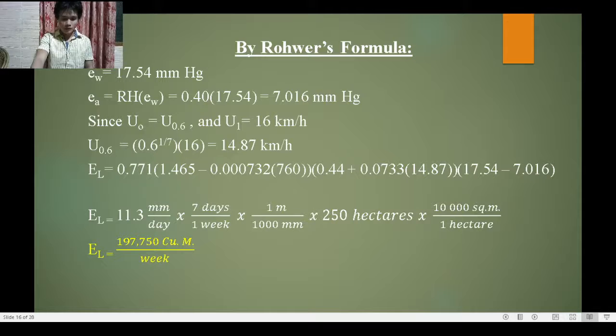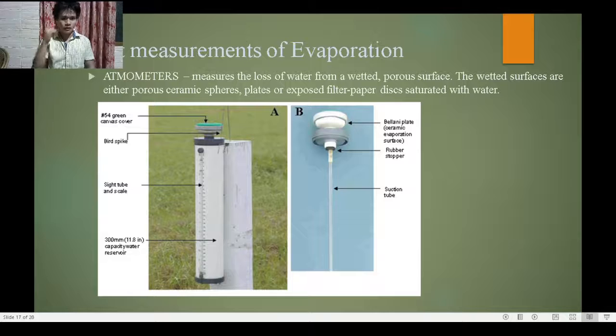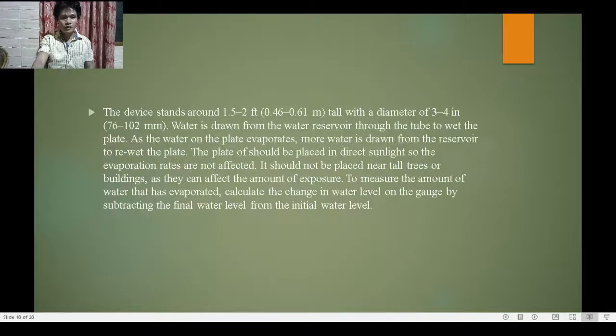So next is the direct measurements of evaporation estimation. First, we have atmometers. They measure the loss of water from a wetted porous surface. The wetted surfaces are either porous ceramic spheres, plates, or exposed filter paper discs saturated with water. This device stands at around 1.5 to 2 feet, or 0.46 to 0.61 meters tall, with a diameter of 3 to 4 inches, which is approximately 76 to 102 millimeters.